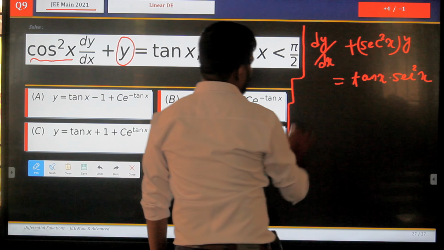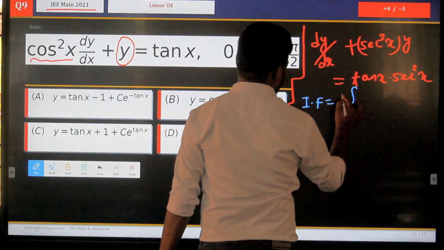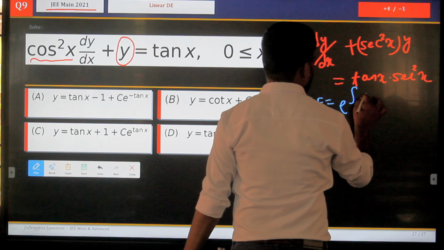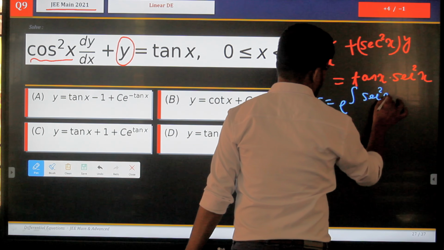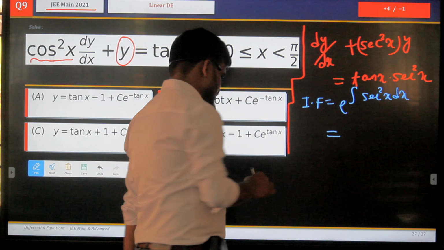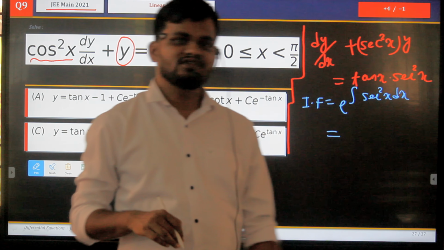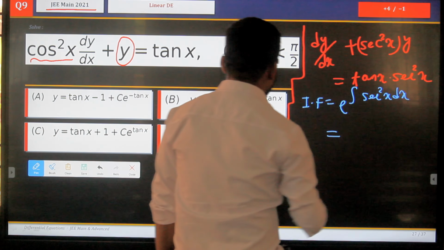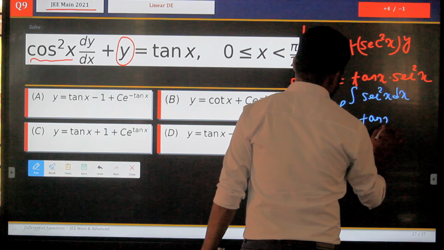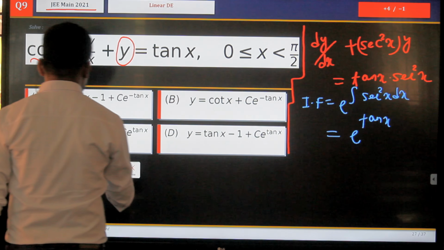So now the step is to find the integrating factor. The integrating factor is e to the power of the integration of the dependent variable coefficient. The dependent variable coefficient is sec²x. So what is the integration of sec²x? The derivative of tan x is sec²x, right? So the integration of sec²x is tan x. So this should be e to the power tan x. So now we have to multiply by e to the tan x.